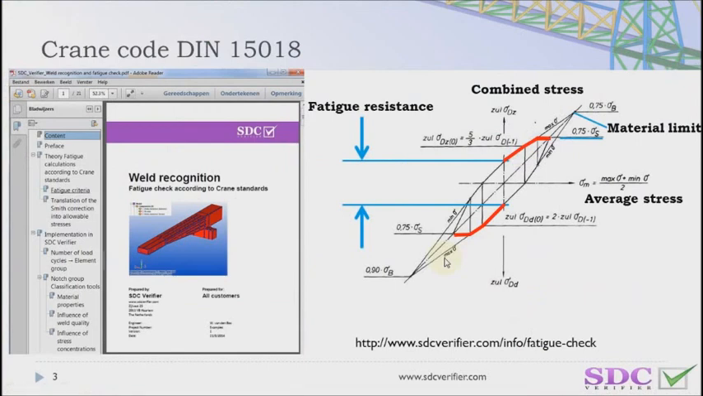The implementation according to the crane code depends basically on 2 things. We have a fatigue resistance, which is defined by notch group and the number of required load cycles, and we have some material limits which depend completely on the type of material used. If you want to know more on the theory of fatigue calculation and how it is implemented in crane codes such as DIN 50018, I refer to our website, and we made a PDF with a short description of fatigue calculation.